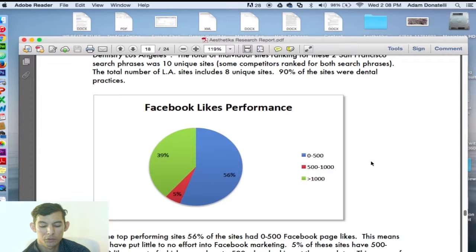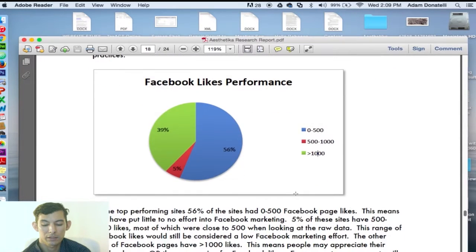So the majority of them have next to nothing here in likes. They're not paying for it. So 500 to 1,000 likes, about 5% of the competition fits within that range, and then 39% have greater than 1,000 likes, which is great, and that's really where you want to be, more than 1,000.